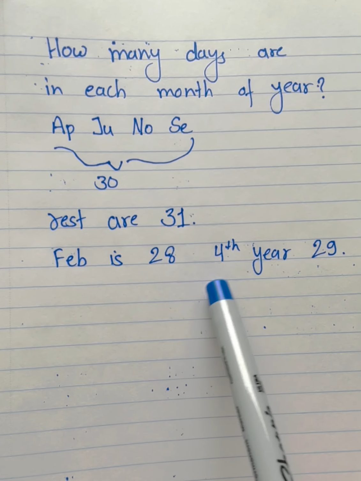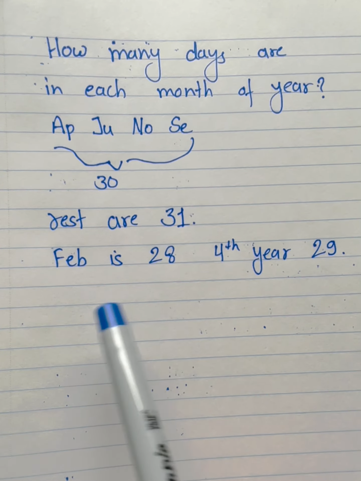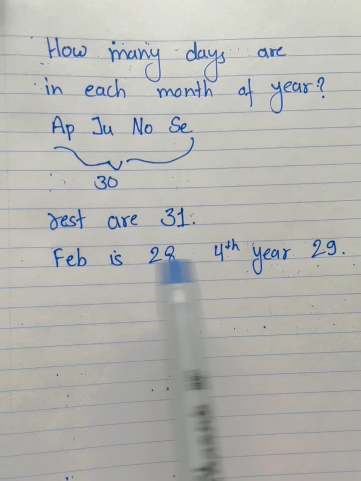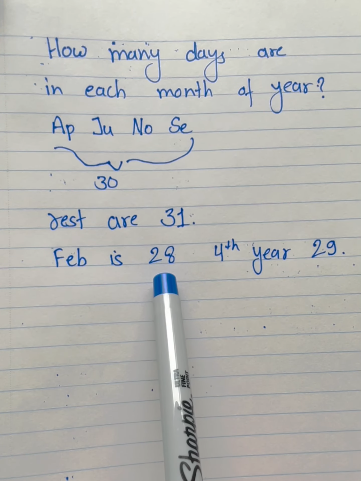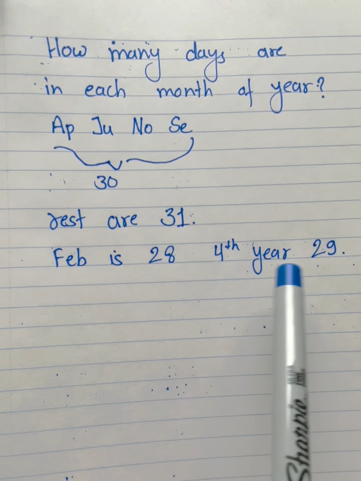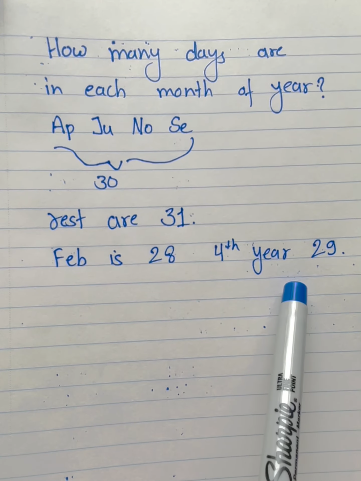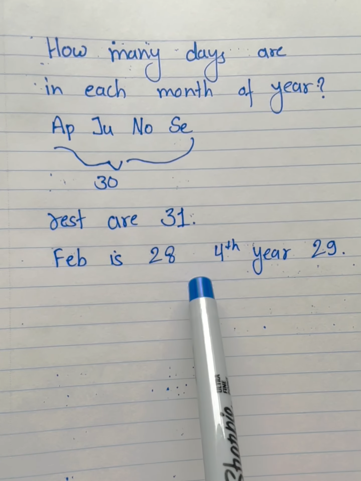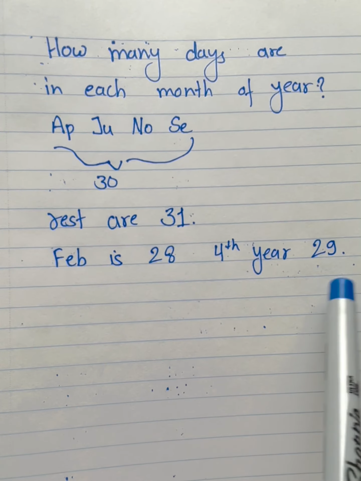And every fourth year, it has 29 days. So, February is the weird month. It has fewer days, like 28 days, but every fourth year, it has 29 days. This is called a leap year, in which February has 29 days.